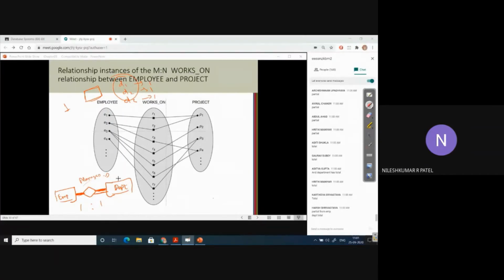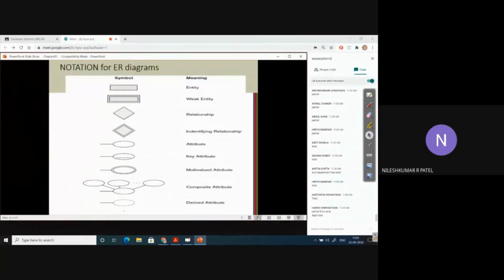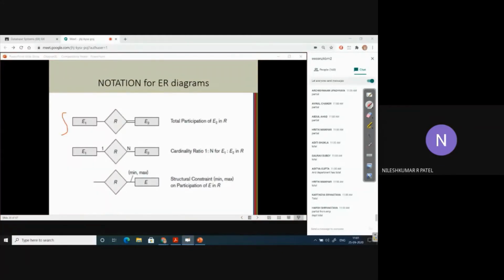Both things are different, participation and cardinality ratio. We call these two things constraints on relationship. So this is all about participation and cardinality ratio. Now if you go back and look into these two symbolic representations, this is all about participation and cardinality ratio. Now you understand this symbolic representation.